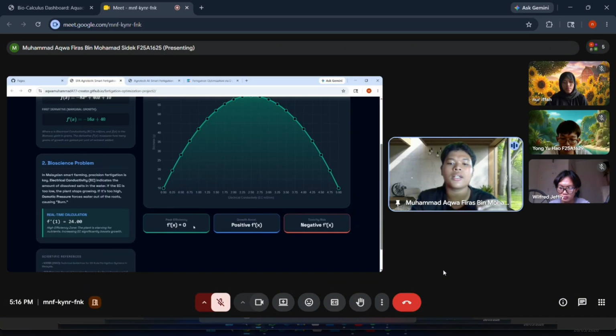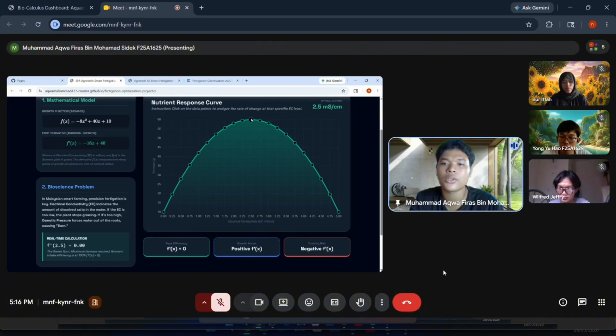This is the efficiency zone. If we look at 2.0, the optimal peak, look at the calculation. f'(x) is now 0. In calculus, this is the stationary point. Biologically, this is the peak productivity. Adding more fertilizer beyond this point will not result in any more growth. We have reached the plant's biological maximum.